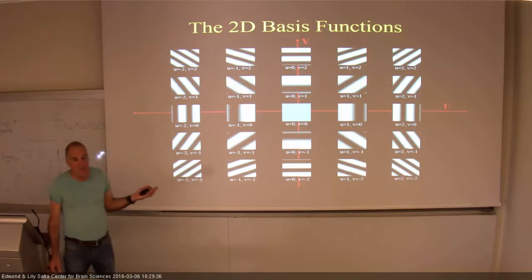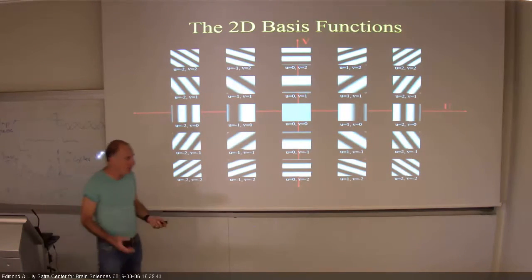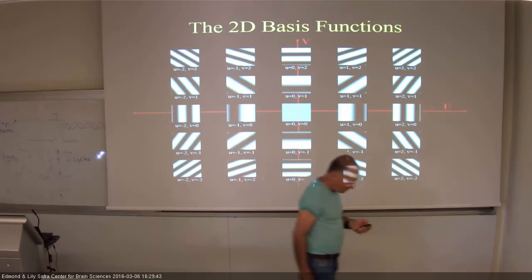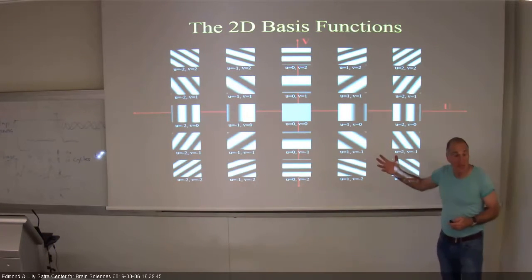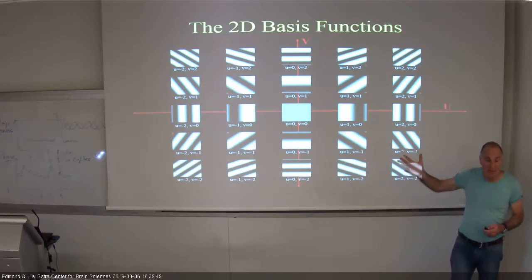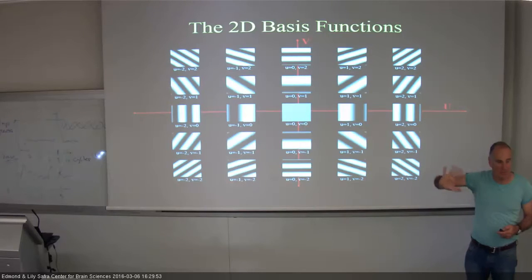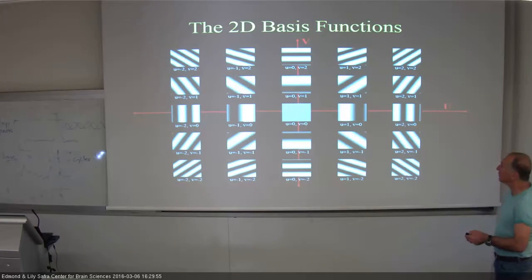Back to Fourier analysis. You can represent any image by its Fourier components. The image is a little more difficult because it is 2D, so it's two-dimensional. You can think about this.